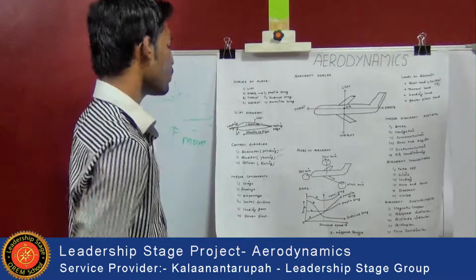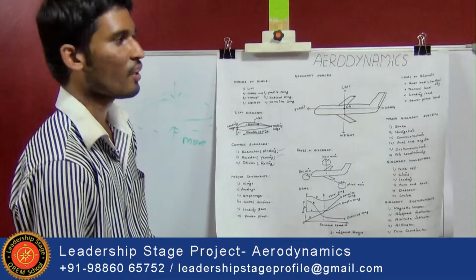And next one is control surfaces. Control surfaces are nothing but what control the aircraft movement in different directions.